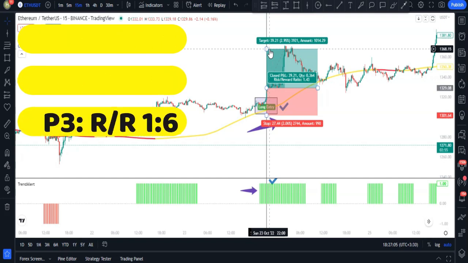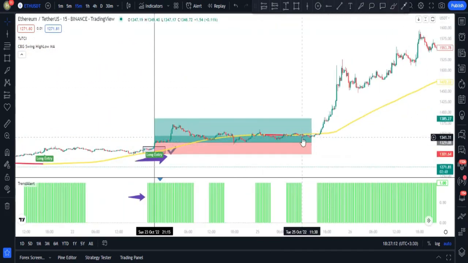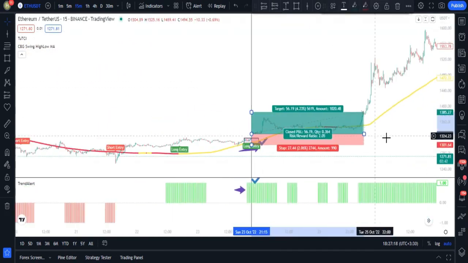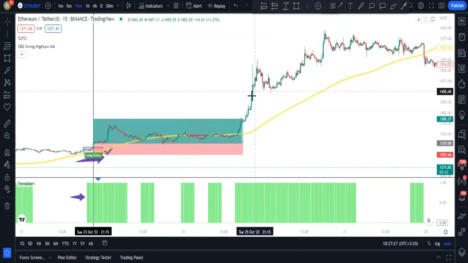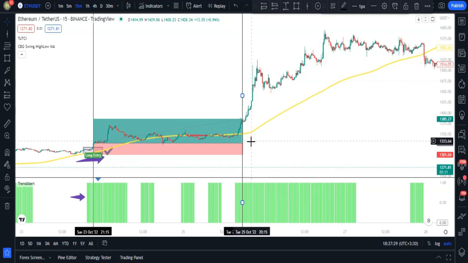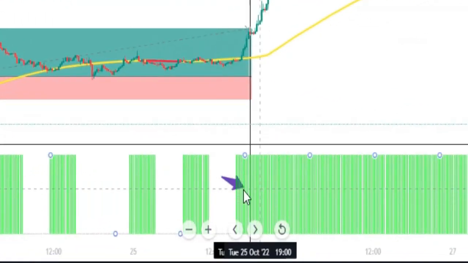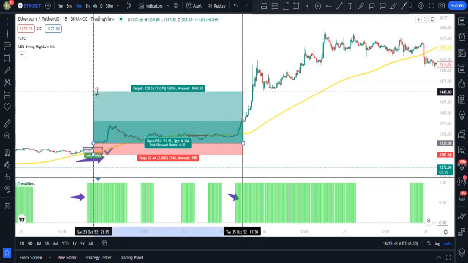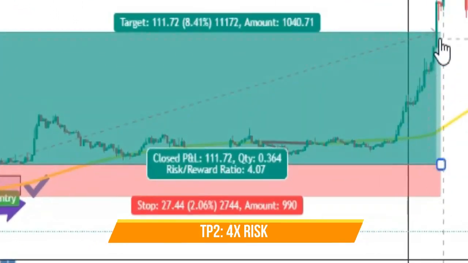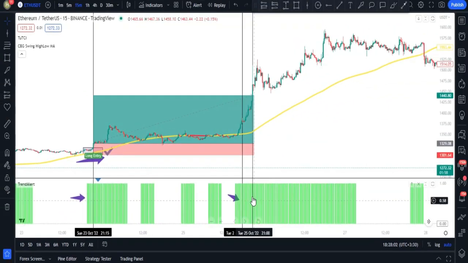But what is the exact rule for the take profit? First, set your take profit to 2 times the risk as the first TP. When the price reaches the first take profit, we should look at the trend alert indicator. If the trend alert indicator histogram exists and it is green, it means that we are still in the uptrend market. So you can close a few percent of your profit and set your second target to 4 times the risk. Here our second target is also touched.